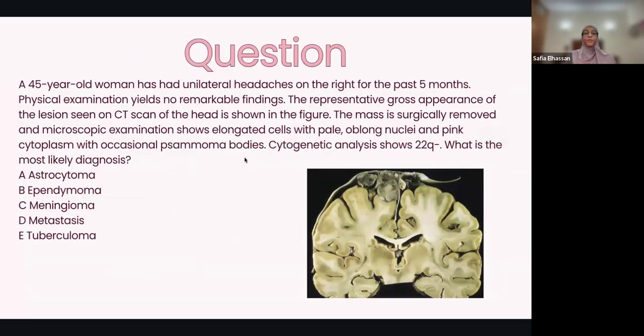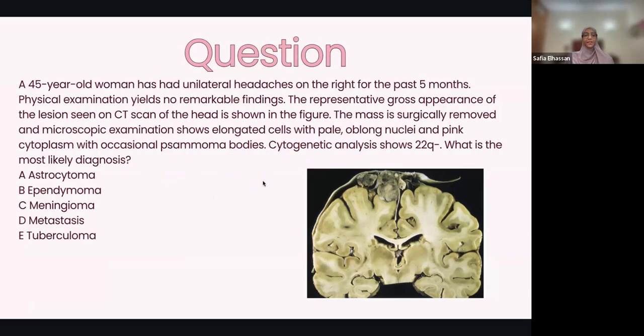Okay. A 45-year-old woman has had unilateral headaches on the right for the past 5 months. Physical examination yields no remarkable findings. The representative gross appearance of the lesion seen on CT scan of the head is shown in the figure. The mass is surgically removed, and microscopic examination shows elongated cells with pale oblong nuclei and pink cytoplasm with occasional psammoma bodies. Cytogenetic analysis shows monosomy 22. What is the most likely diagnosis?